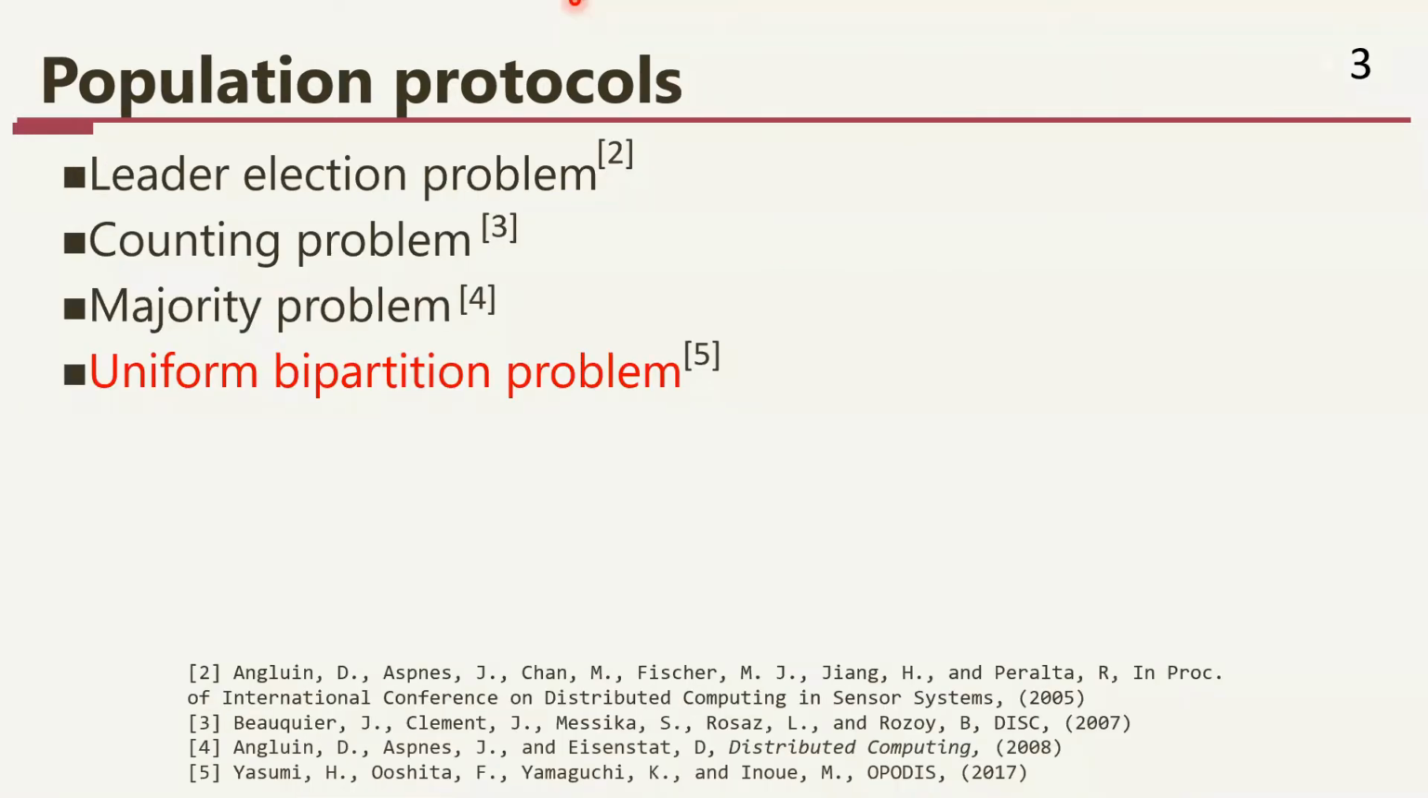In the population protocol model, there are many existing researches. For example, they include redirection, counting, majority, and uniform bipartition. In this research, we focus on the uniform bipartition problem. From now, I will explain the uniform bipartition problem.